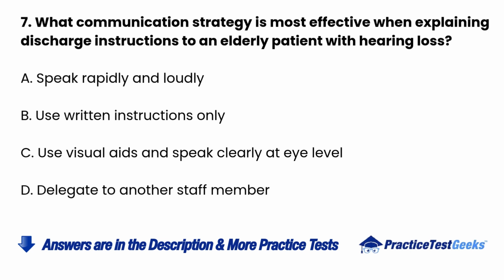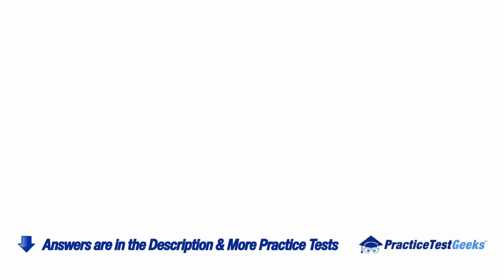7. What communication strategy is most effective when explaining discharge instructions to an elderly patient with hearing loss? A. Speak rapidly and loudly. B. Use written instructions only. C. Use visual aids and speak clearly at eye level. D. Delegate to another staff member.